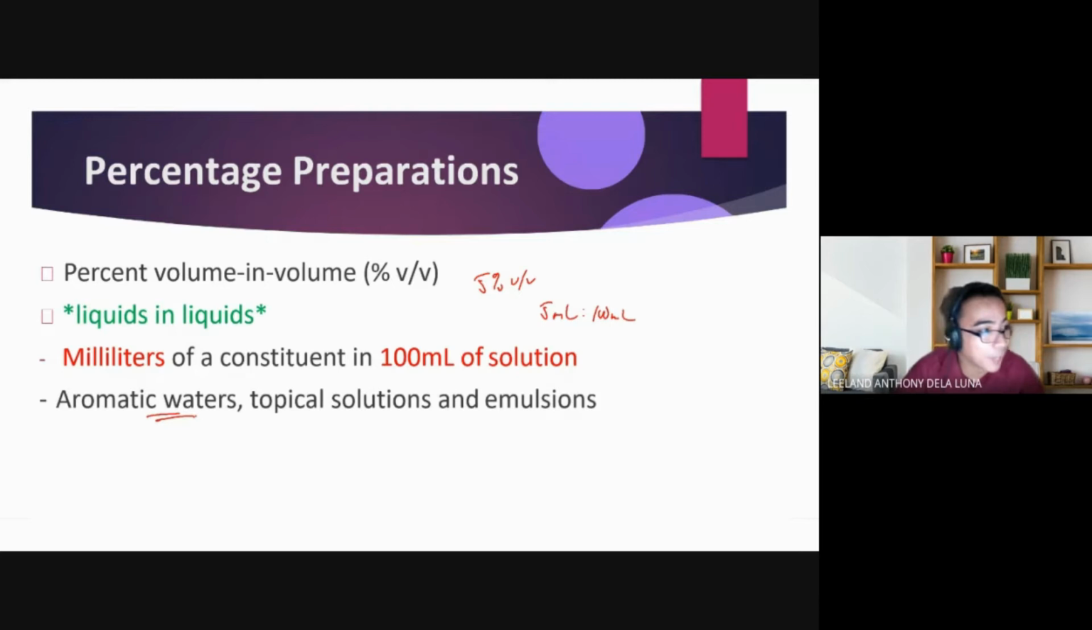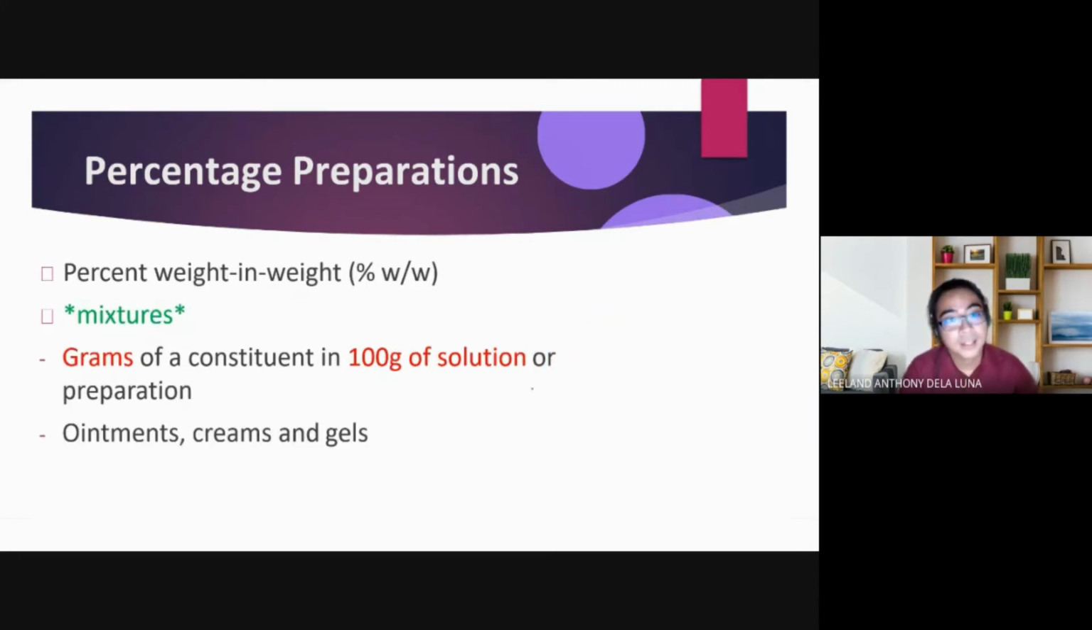Kaya halimbawa, lalagyan mo ng essential oil, citrus oil, okay, para pag ininom nila, medyo citrusy yung lasa ng aromatic water mo. Or for gargles, ganyan-ganyan. Ginagamit din siya for topical solutions and emulsions. And the last class, yung weight per weight, kadalasan ginagamit to for ointments, creams, and gels.